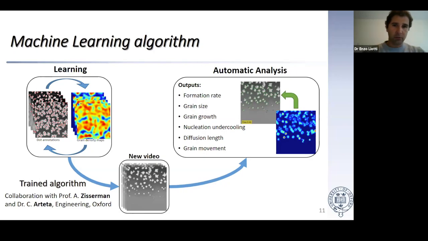The algorithm was outputting a map of the location of the grains, to which we then added a second part of the algorithm that was tracking the grains and doing the, let's say, solidification parameter measurement. So giving output of the formation rate, grain size, grain growth, what we call nucleation undercooling, and other things like the diffusion length, which is a measurement of diffusivity, and grain movement.